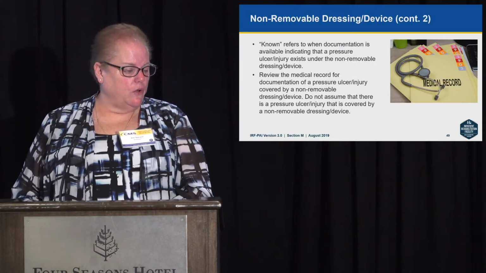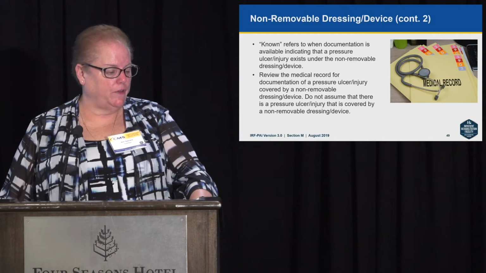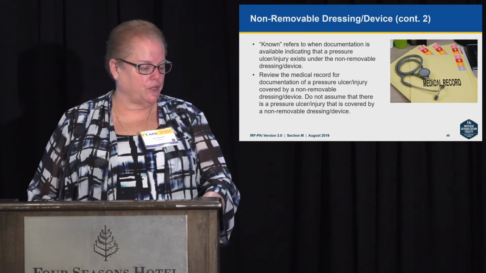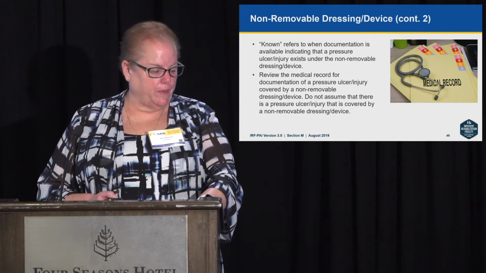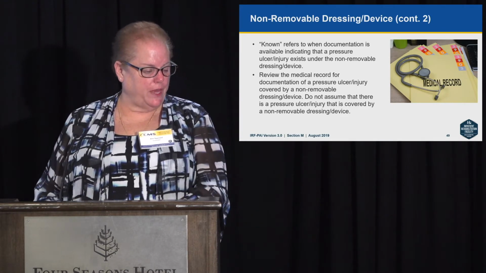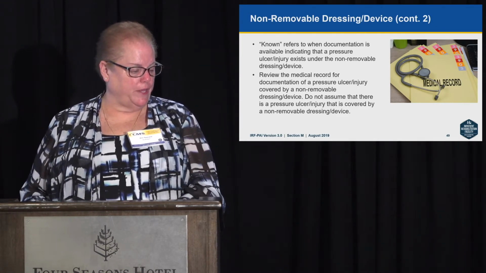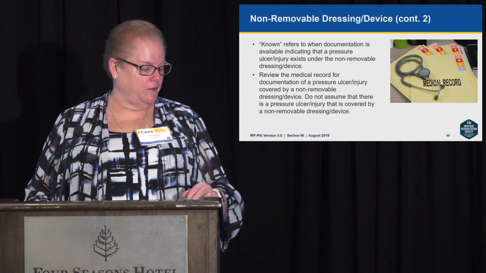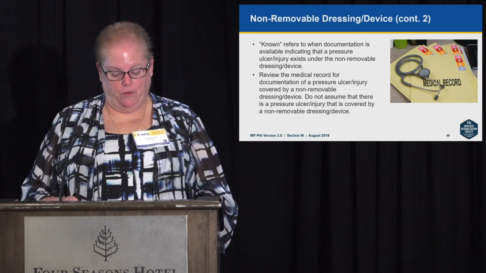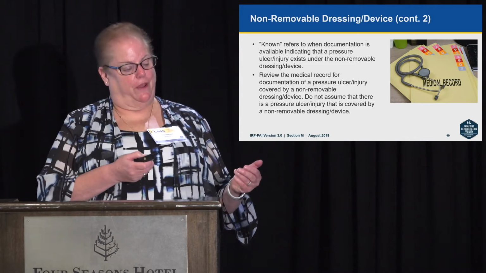So known refers to when there's documentation available indicating that a pressure ulcer injury exists under the non-removable dressing. You want to review the medical record for documentation of that pressure ulcer or injury covered by that dressing. Do not assume that there is a pressure ulcer or injury that is covered by a non-removable dressing or device without actually knowing there's something under there.